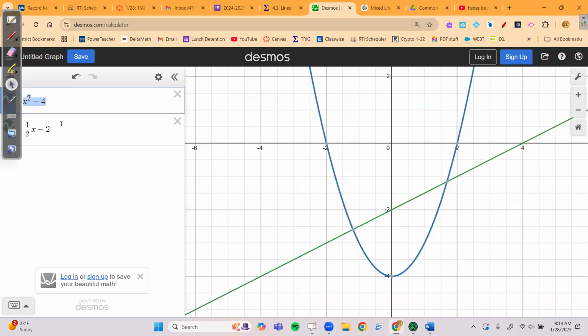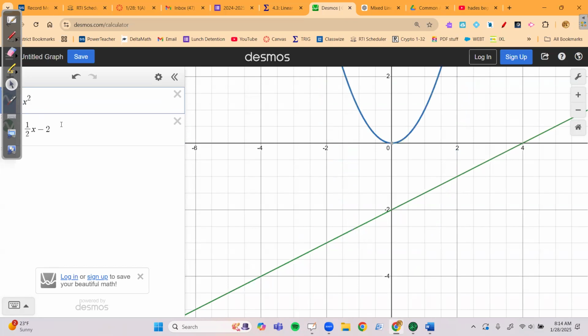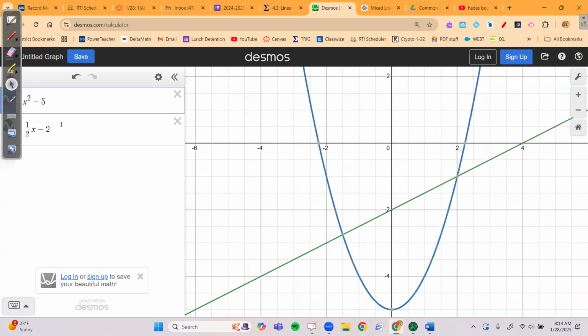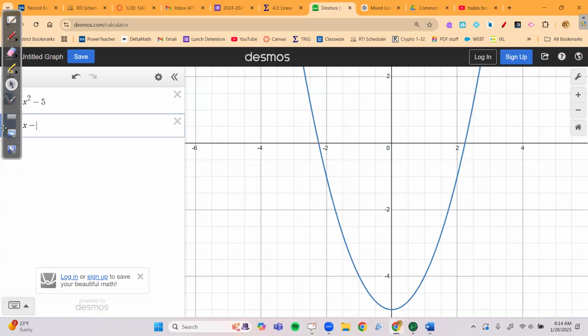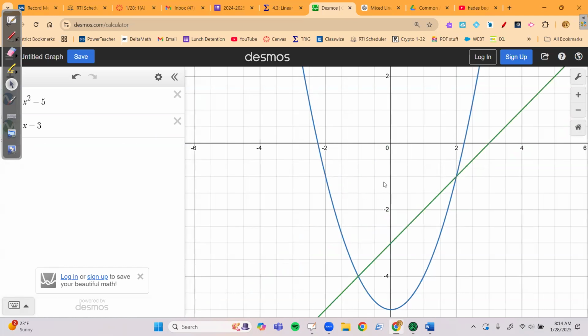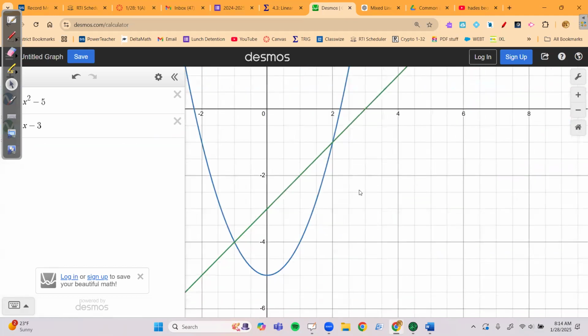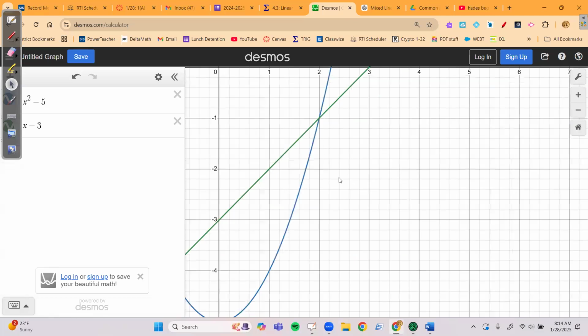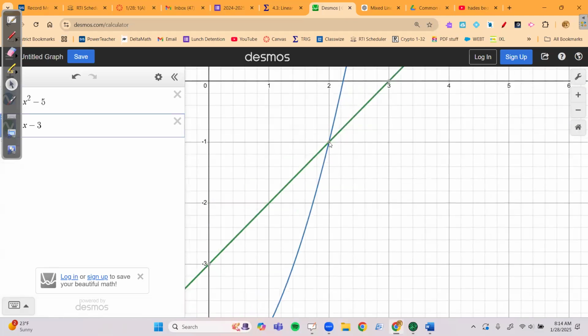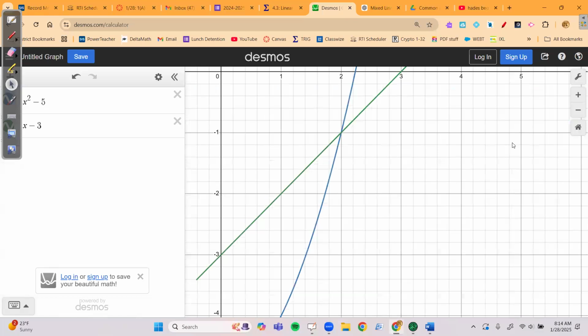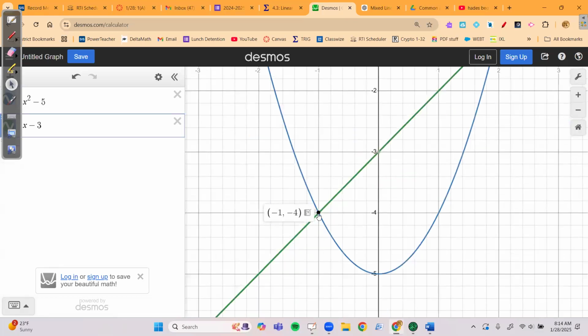So my first equation was x squared minus 5. And my second equation was x minus 3. And then it's just sort of validating then to look at the graph and go, nailed it. Check it out. We have a parabola and a line. And sure enough, that point right there is what we thought, 2, -1. And that point right there is -1, -4.